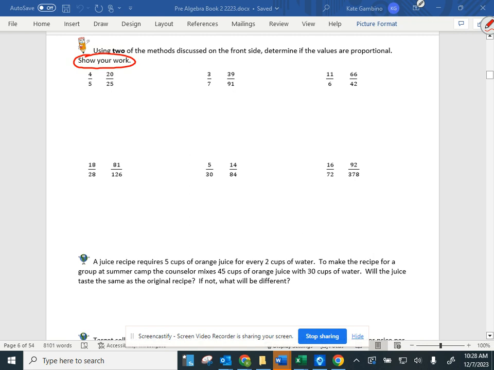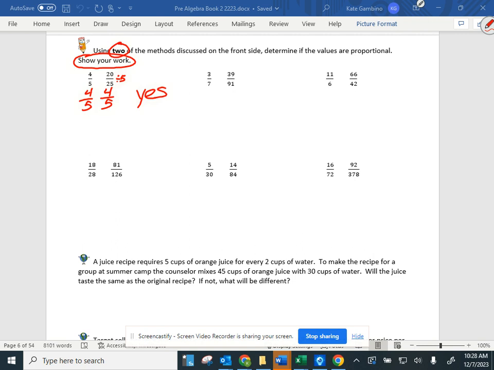So if we look at this first one, I can simplify. That's the first thing I see. 20/25, and I can divide this by a 5, and I get 4/5. So my answer is yes, because they both simplified to 4/5. Am I done? Why not, Emerson? Oh my goodness, it says use two methods. So I'm going to prove it, make sure I didn't do my math wrong, and I'm going to do a second method. What is another method?